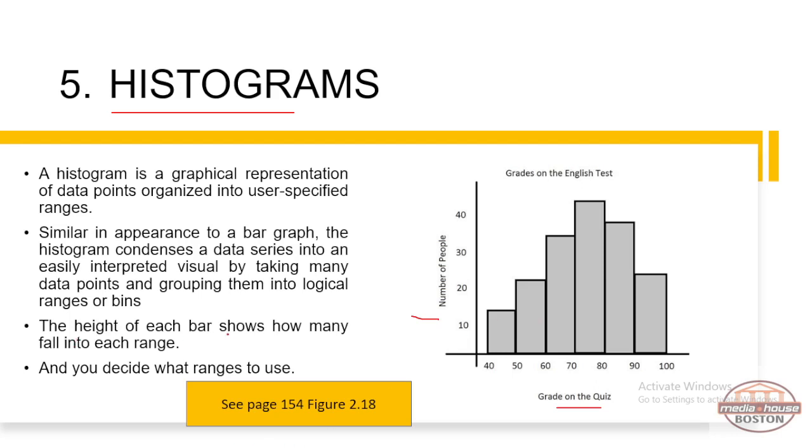The height of each bar shows how many fall into that range. So for example, 40 to 50: 15 people managed to score those marks, and then you decide what range to use. The best use of the histogram is that you always decide what type of range to use. You can say between 40 and 60 and calculate the average, or 60 to 80, but you need to use a range that you know most people will understand.